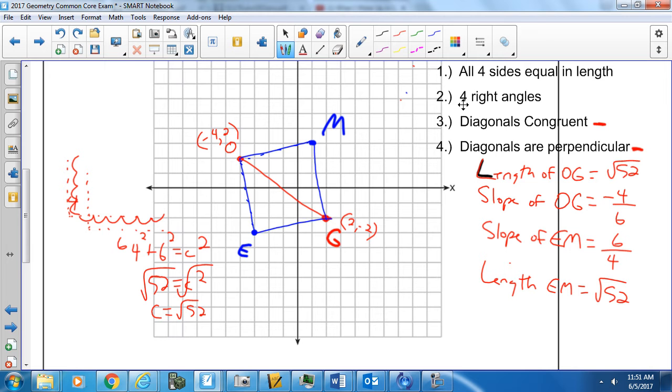okay, a couple things I want to check for. Are the diagonals going to be equal? Are the diagonals going to have the negative reciprocal slopes of each other? Are all 4 sides of this thing going to be equal? Right? Those are some things I want to check. So let's check it out for these points.